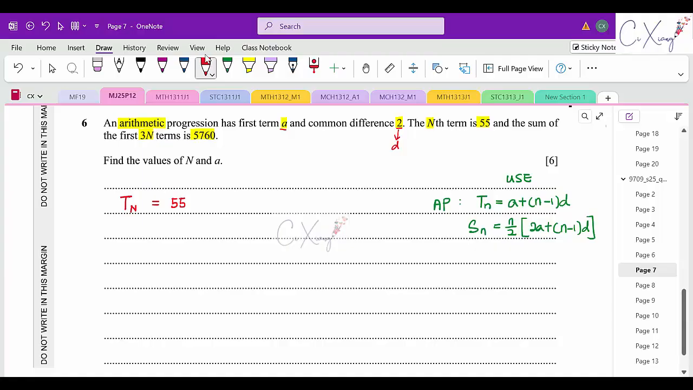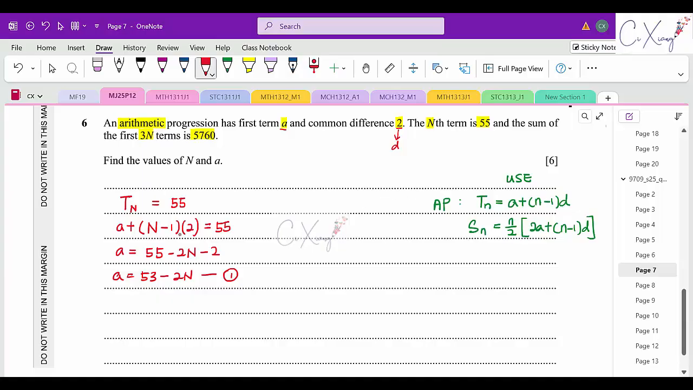And I want to do this by using my nth term formula. So the nth term formula will be a plus n minus 1 d. And you put it as capital letter N, then minus 1. What is the value of the d here? It is 2, equals to 55. Okay, then I will make it like this. a equals to 55 minus 2N minus 2. So I'm having a equals to 53 minus 2N. And this is my first equation.